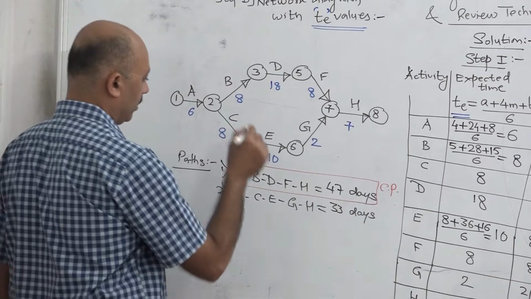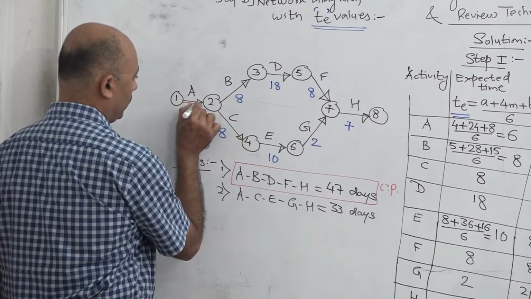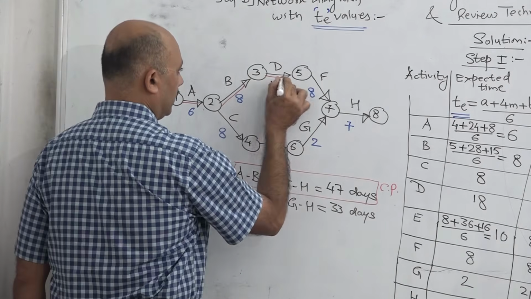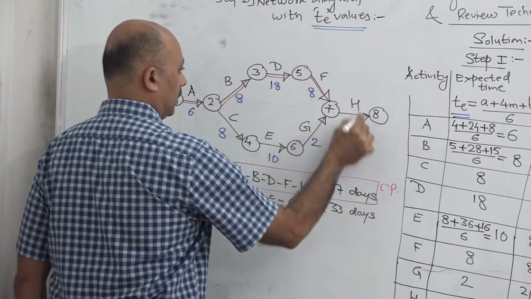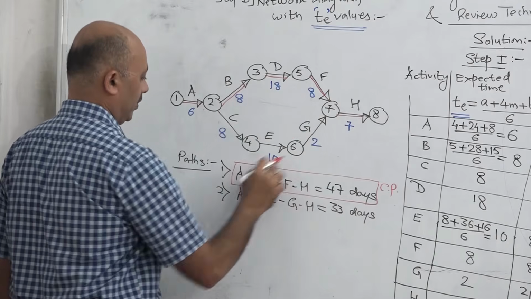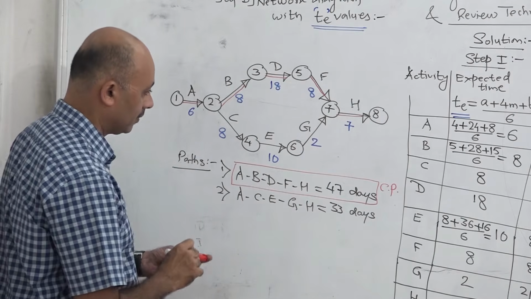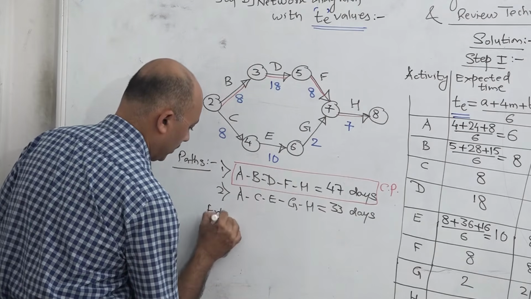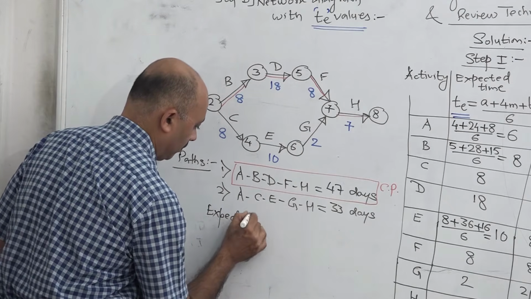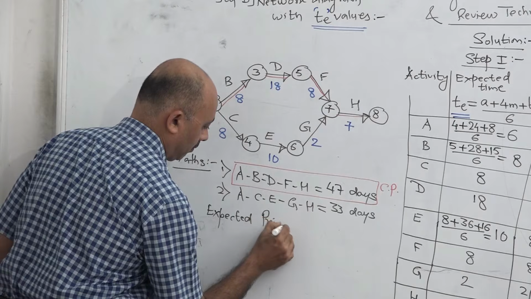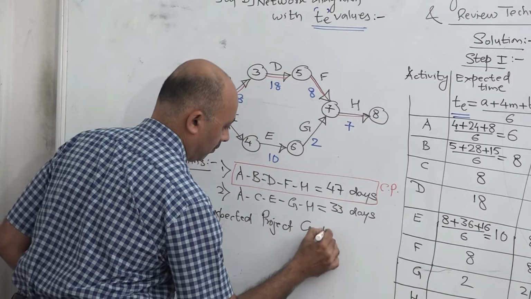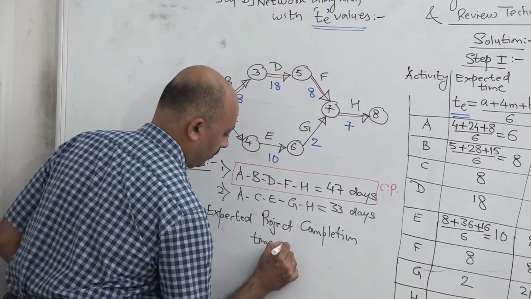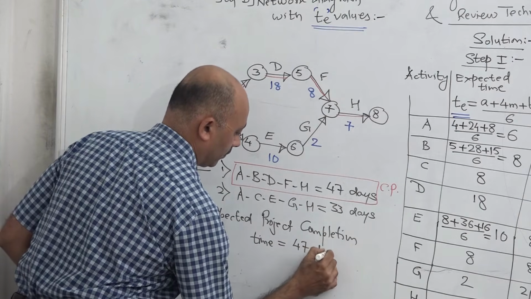Now we will highlight the critical path in the network, that is A to B, D, F, and then H. So A, B, D, F, H is our critical path. And now we can say that the expected project completion time is 47 days.